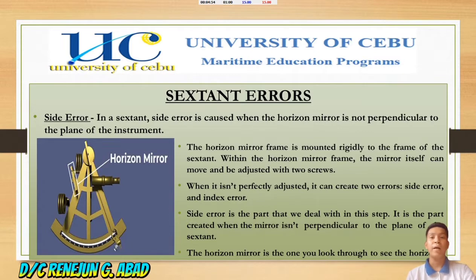The side error is the part we deal with in this step. It is created when the mirror isn't perpendicular to the plane of the sextant, and the horizon mirror is the one that you look through to see the horizon.